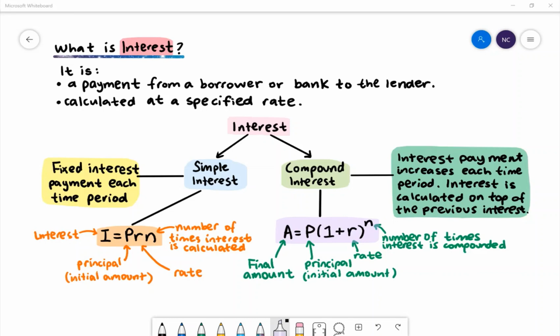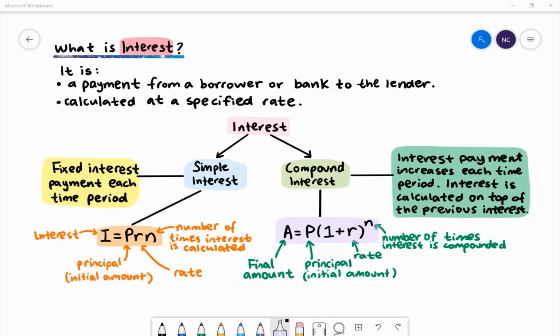There are two types of interest calculations. The first is simple interest. Simple interest has fixed interest payments each time period. The formula for simple interest is the interest equals the principal, or initial amount, multiplied by the interest rate, multiplied by the number of times the interest is calculated.